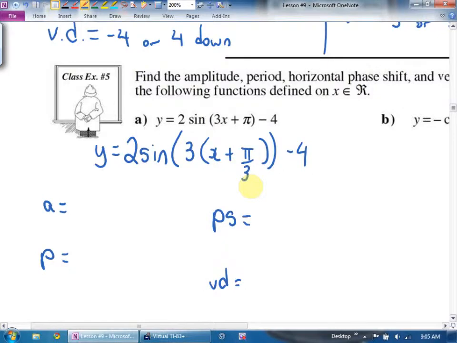Okay. So, what's my amplitude? 2. What's my period? 2 pi over 3, 2 pi over b. What's my phase shift? Negative pi over 3, or pi over 3 to the left, but certainly not pi. Vertical displacement, negative 4.